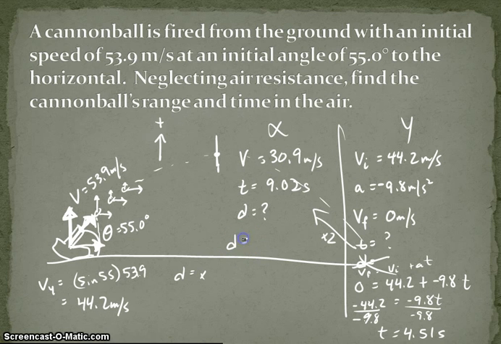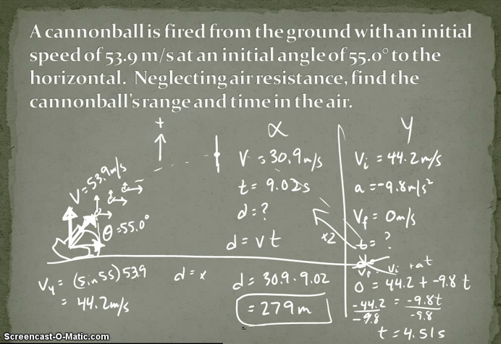Now I can figure out my distance. So my distance is now equal to my velocity times my time. So my distance is equal to 30.9 times 9.02. And that gives me 279, I'll say, 279 meters. Okay, and so that's how far my cannonball was fired.